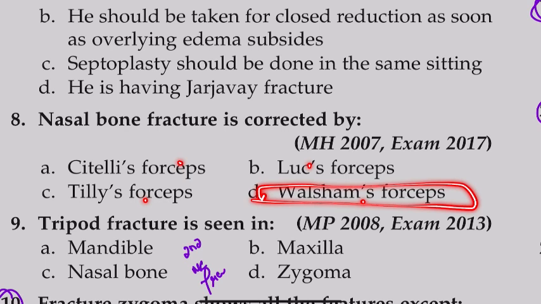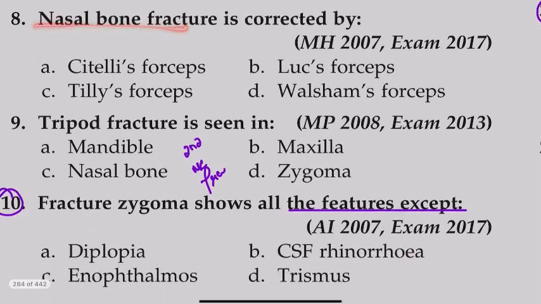Walsham's forceps will lift the non-depressed bone laterally. This Walsham forceps is straight. And talking about Asch forceps, it is angulated. These both are used in correcting nasal bone fracture.